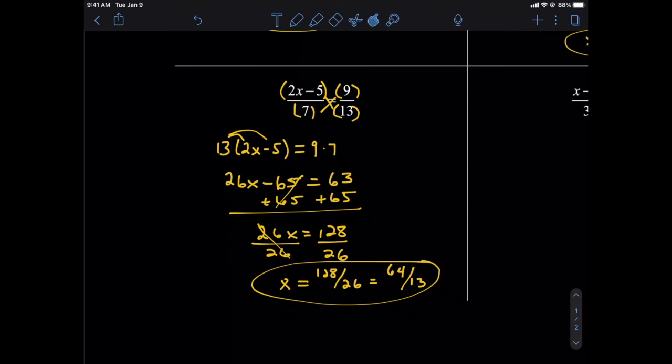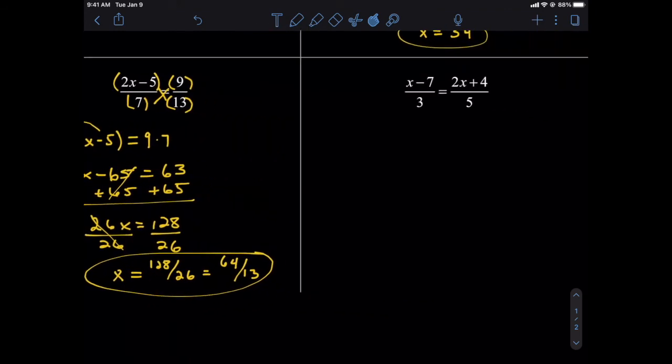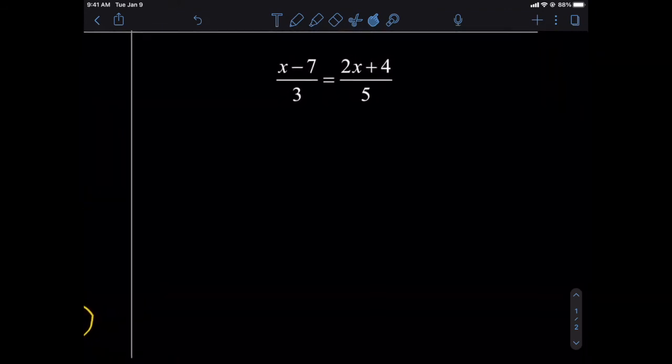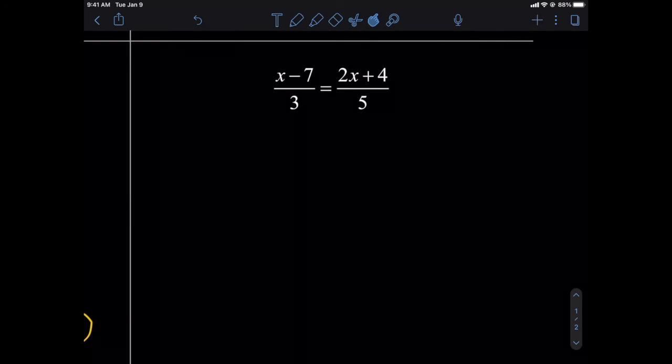Let's see if we can introduce just a little bit more complexity to these types of problems. Here in our last example, we have x's in both of our fractions, and those x's are both accompanied by other terms. The problem specifically is x minus 7 over 3 equals 2x plus 4 over 5, and our goal is to get x by itself.